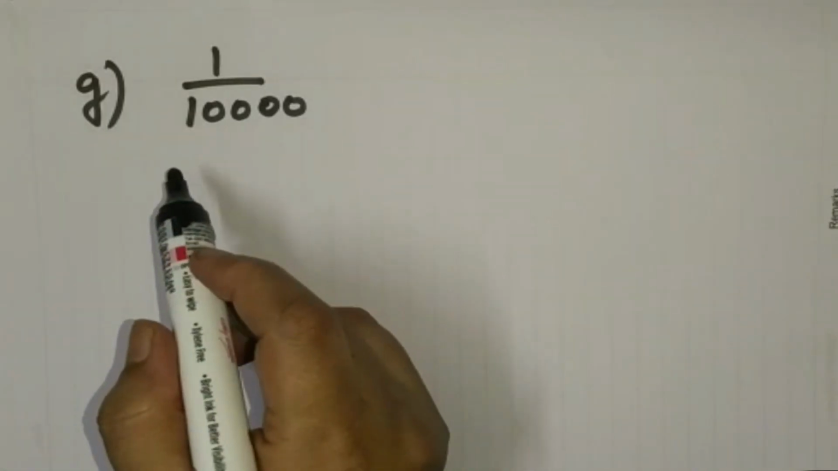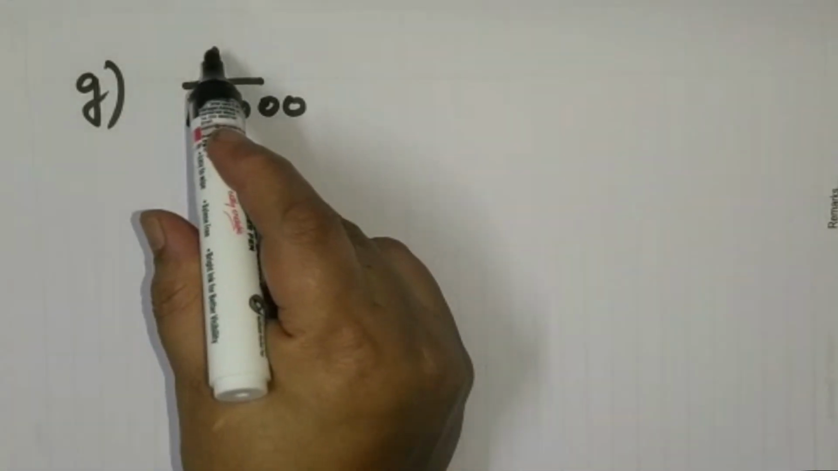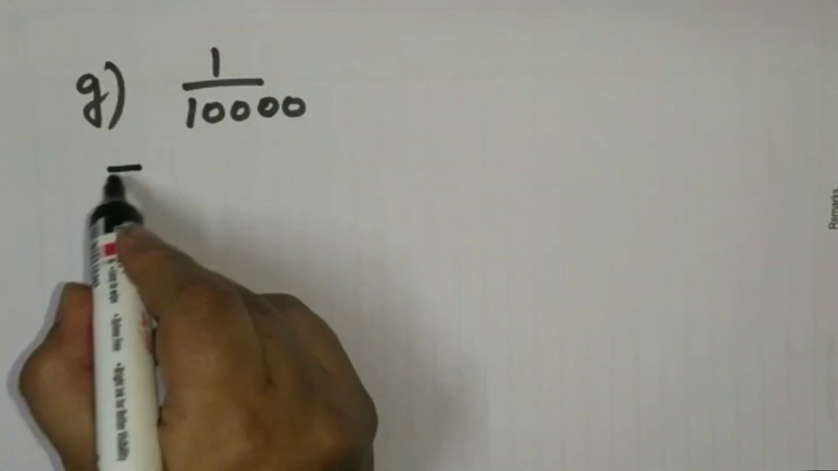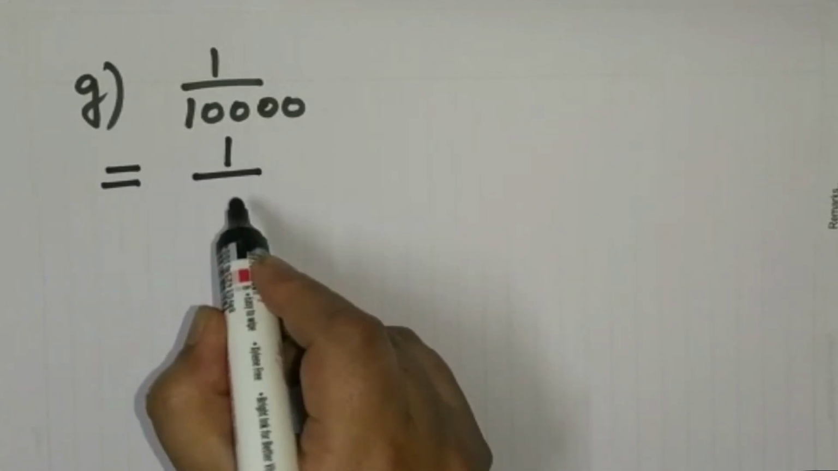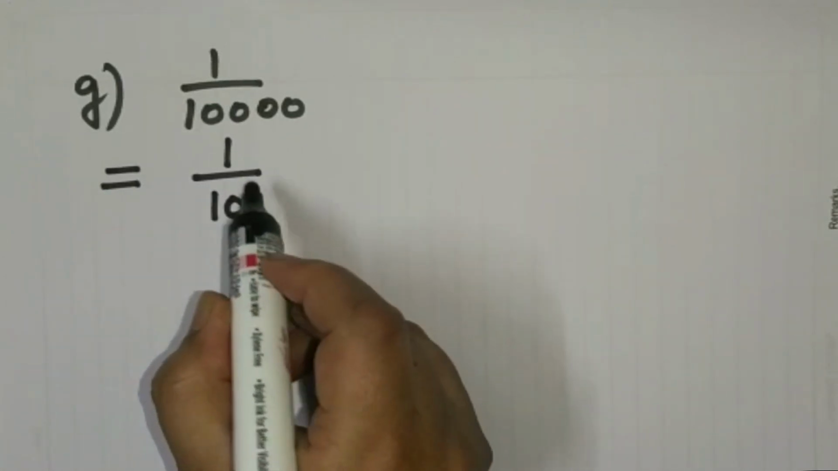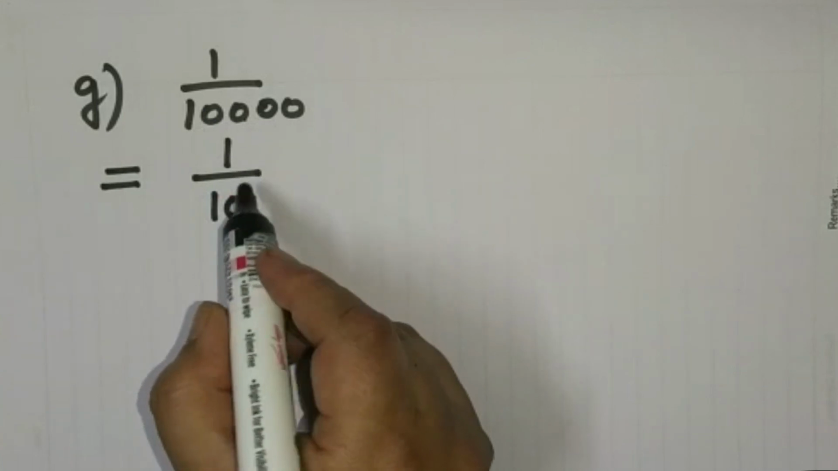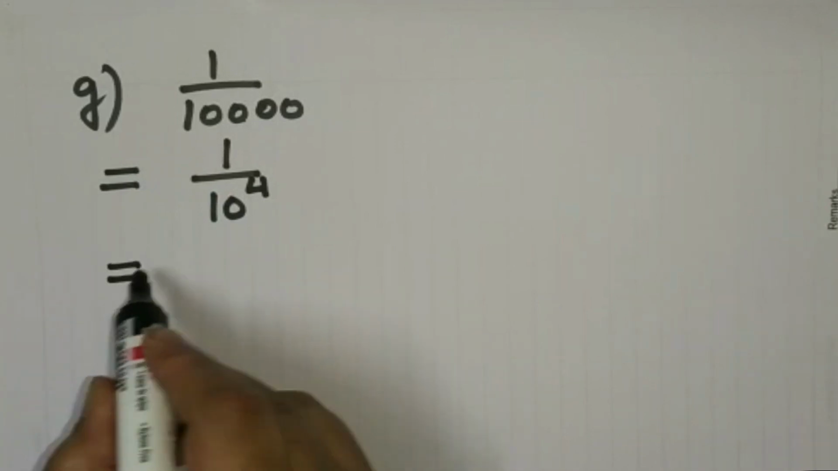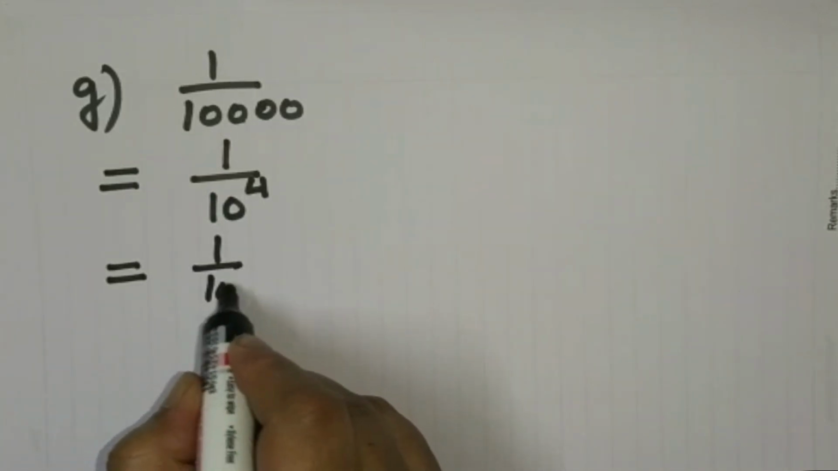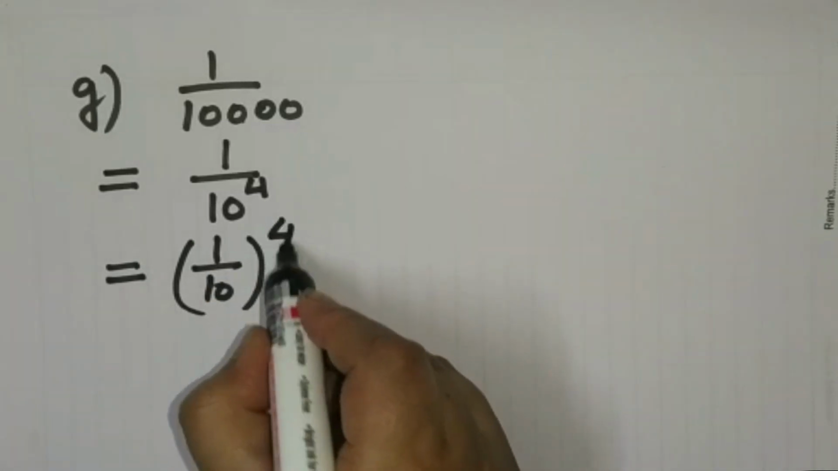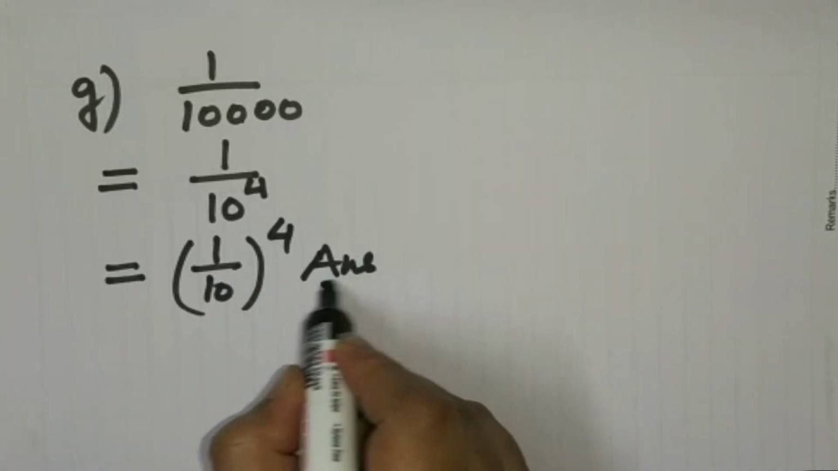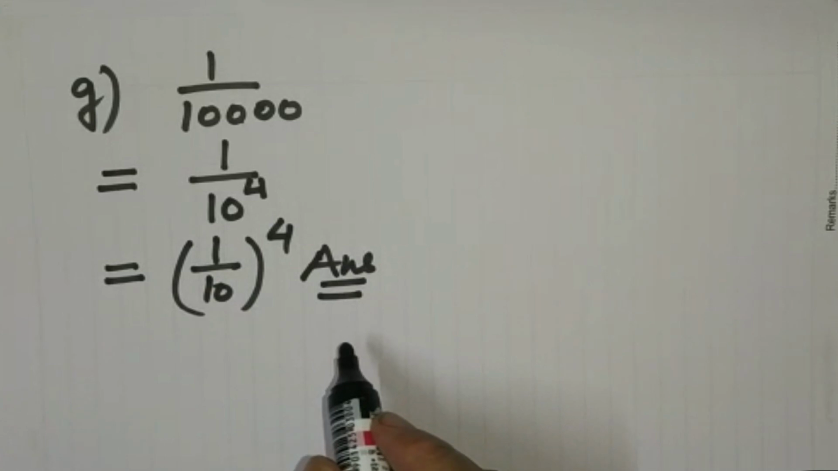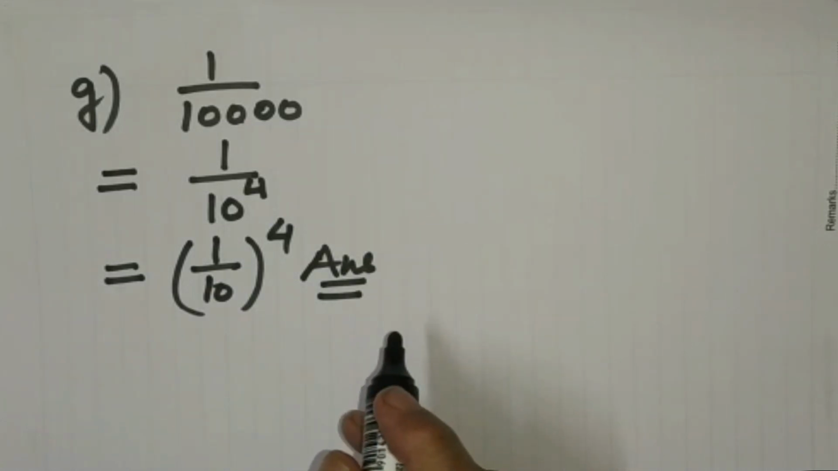Now I am explaining last part, G part, 1 upon 10,000. So it is 1, we will write here 10. How many zeros? 1 2 3 4. So here 1 upon 10 raised to power 4. Because numerator is 1, we will write like this. Very simple question. So your 13.1 exercise is over.